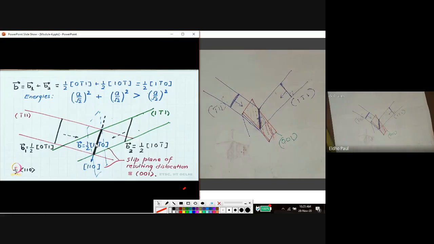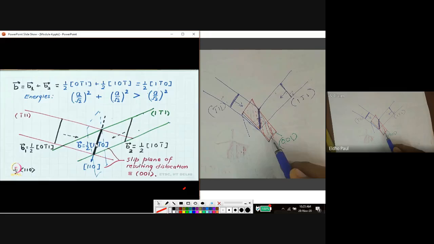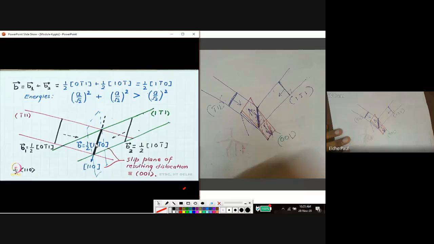So that is one reason why dislocation interaction increases the strength. This dislocation cannot move because it is in a not favorable slip plane. It cannot move in this direction or in this direction. It is very difficult, as it is not closely packed. So that is one reason.